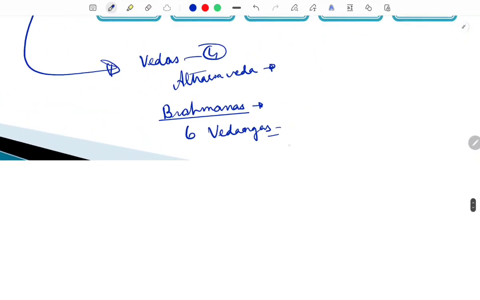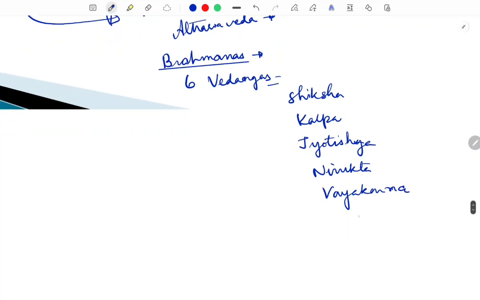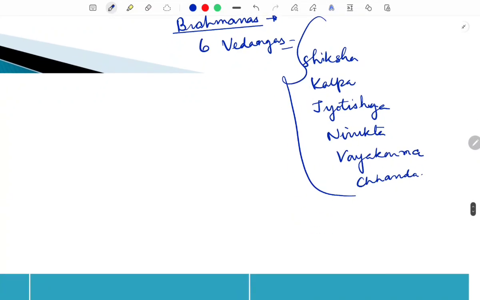These 6 Vedangas are Shiksha, Kalpa or Kalp, whatever you pronounce it, Jyotish or Jyotishya, Nirukta, Vyakarana or grammar, and Chhand. So these are the Vedangas, and these were written later on.